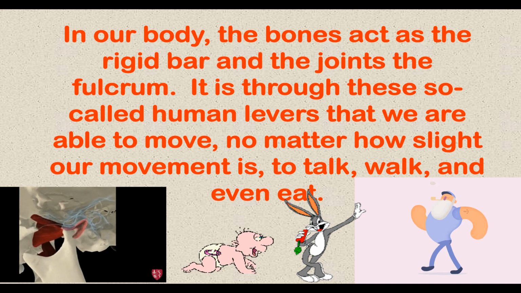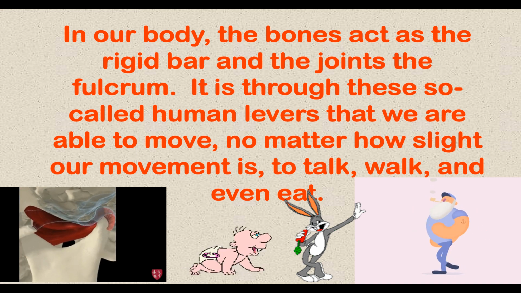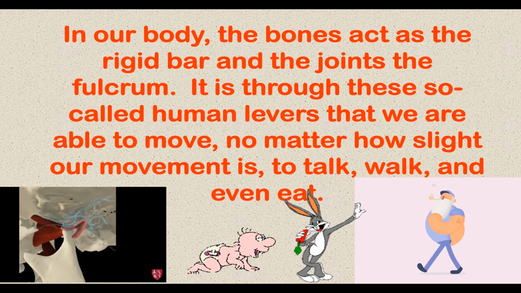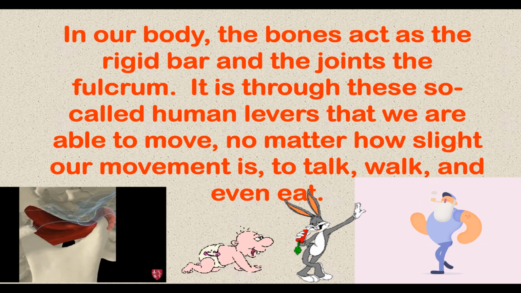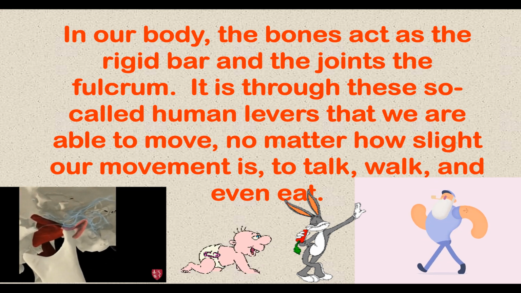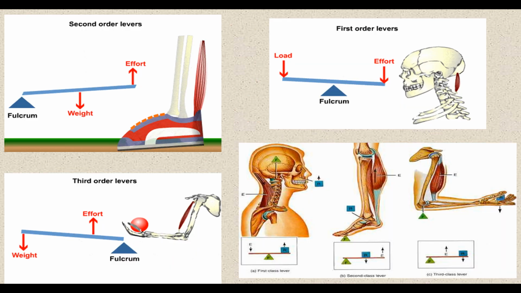So let's explore that. In our body, the bones act as a rigid bar, and the joints the fulcrum. That's the point where it pivots. It is through these so-called human levers that we are able to move. No matter how slight our movements, to talk, to walk, and even eat, all are lever motion.